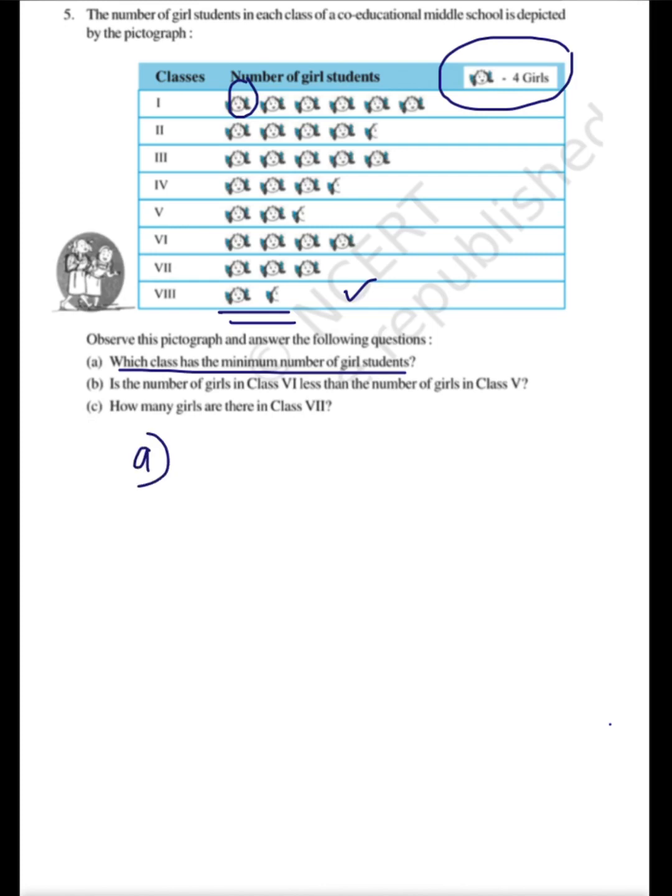Answer for A will be what? Class 8. Class 8 has the minimum number of girl students. Now, how many girl students are there in class 8? Here only 2 girl pictures are there, but it actually represents what? 2 into 4 is what? 8 girls. Each picture represents 4 girls, so 2 into 4 equal to 8 girls are there in class 8.